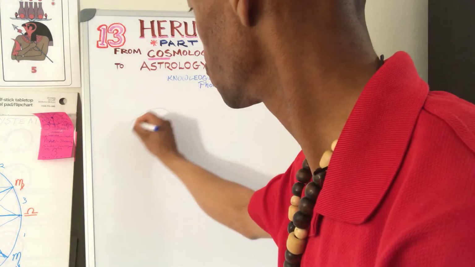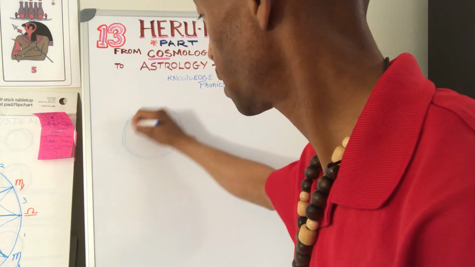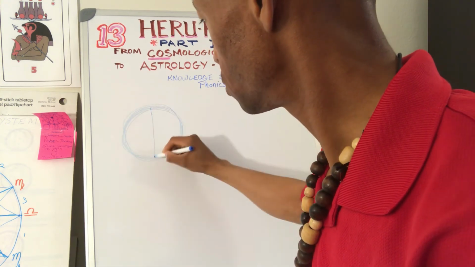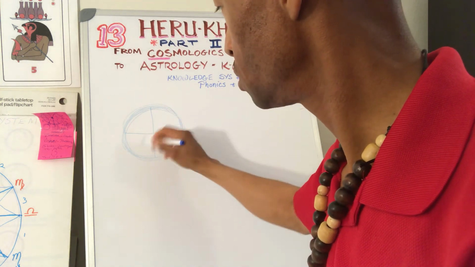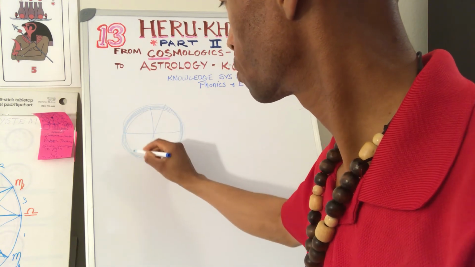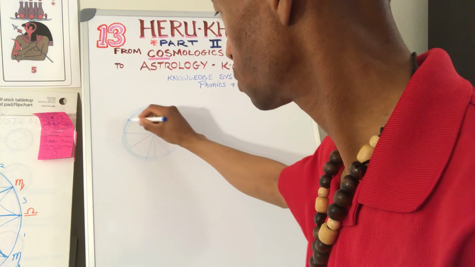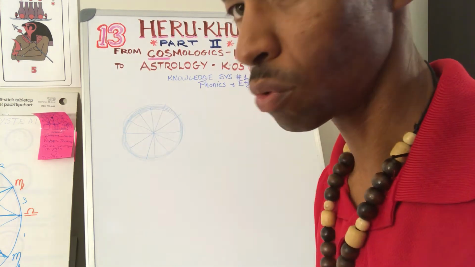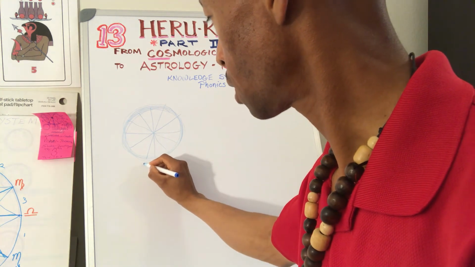All right, so here's your circle. Now, at a glance we can look at seasons, we can look at hours. We have 4 seasons. We have 12 hours in the daylight and 12 hours of the night, which makes 24 hours. Okay, this could be a clock.